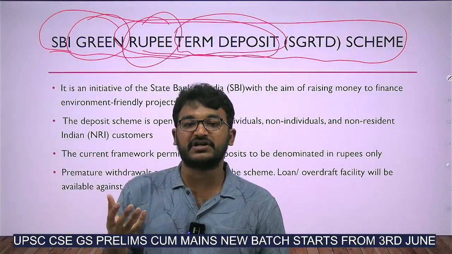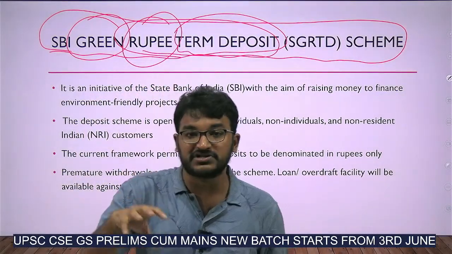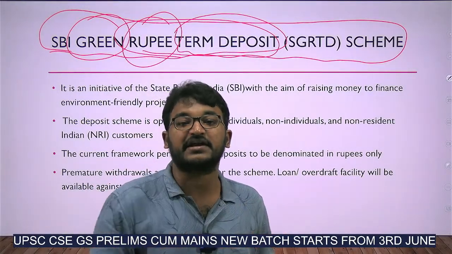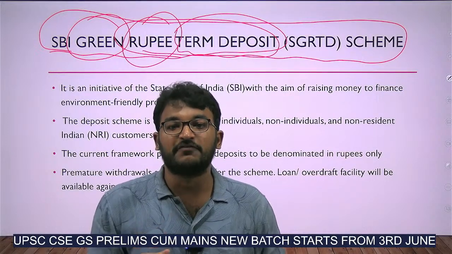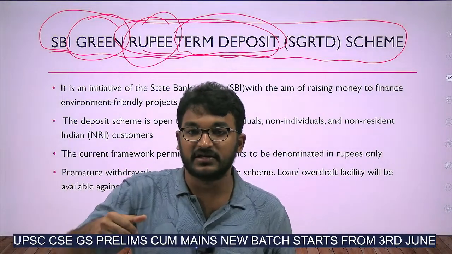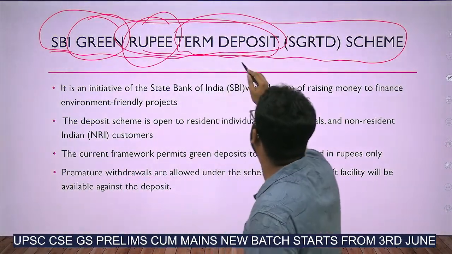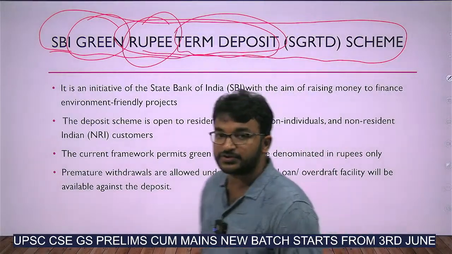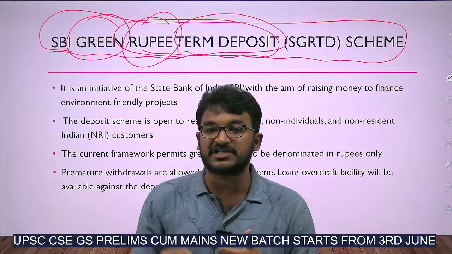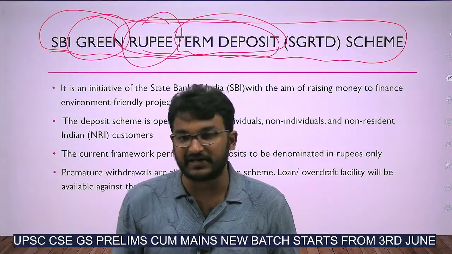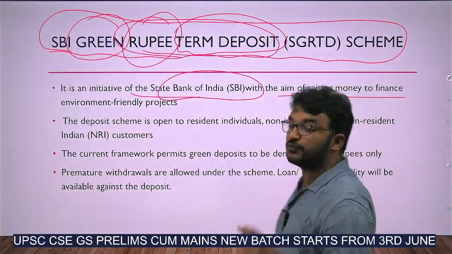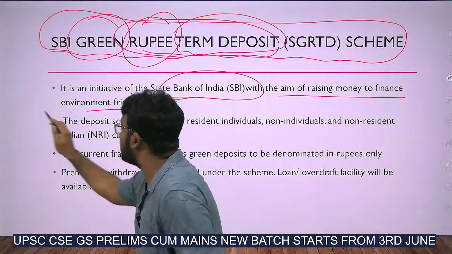The money deposited in this green deposit scheme will be used in green sectors like renewable energy, solar energy. For the development of green energy in India, we will be using that money. That's why this has been named as SBI Green Rupee Term Deposit Scheme. So a question can be asked in this way: Green Rupee Term Deposit Scheme has been an initiative of which bank? State Bank of India. It is an initiative of State Bank of India with the aim of raising money to finance environment friendly projects.